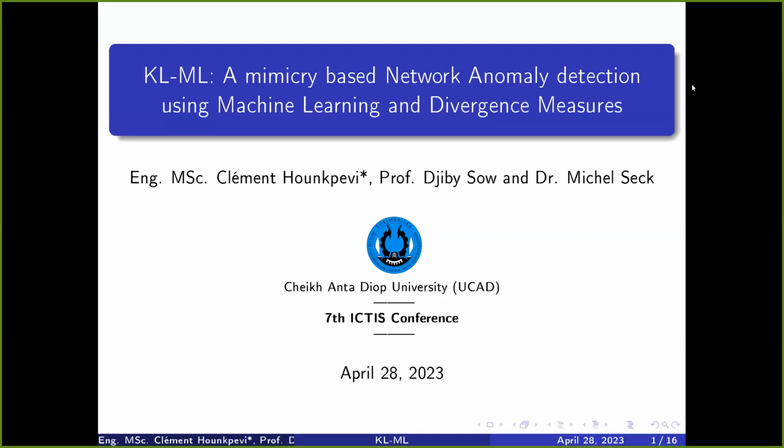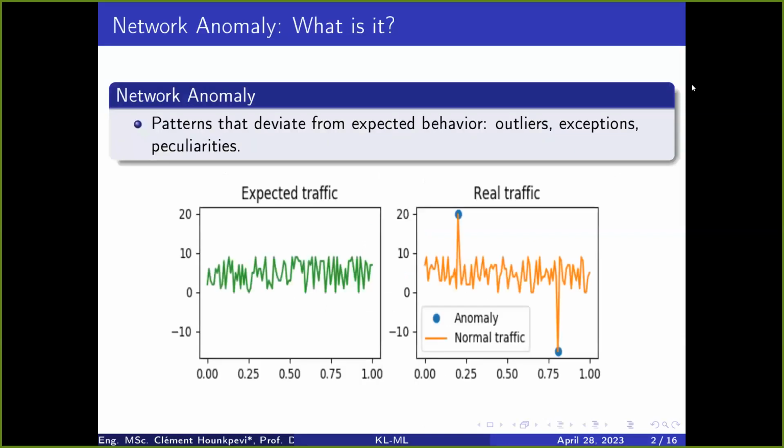Let's first understand what this topic means by answering the question of what a network anomaly is. By network anomaly, we mean patterns that deviate from expected behavior in a network. Any traffic that deviates from normal behavior can sometimes be considered an outlier, exception, or peculiarity. This picture shows what we mean. On the left side, you can see the expected traffic, which is the normal traffic. On the right side, we have the real traffic that we got, and on that real traffic there are some points that deviate from the normal behavior. Those points are called anomalies. They can sometimes be attacks, and sometimes they may not be attacks; there may be errors due to the system.